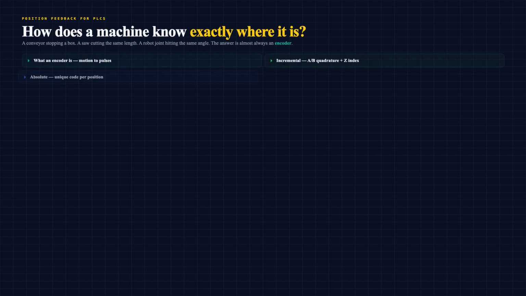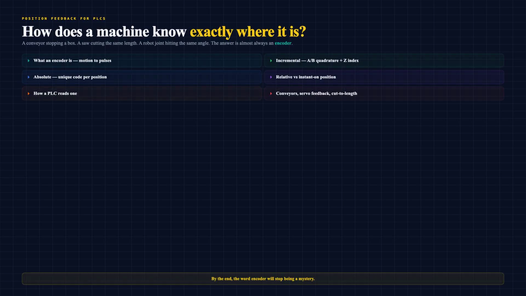How does a machine know exactly where it is? A conveyor that stops a box in the right spot. A cut-to-length saw that nails the same length every time. A robot joint that lands on the same angle, over and over. The answer is almost always an encoder.